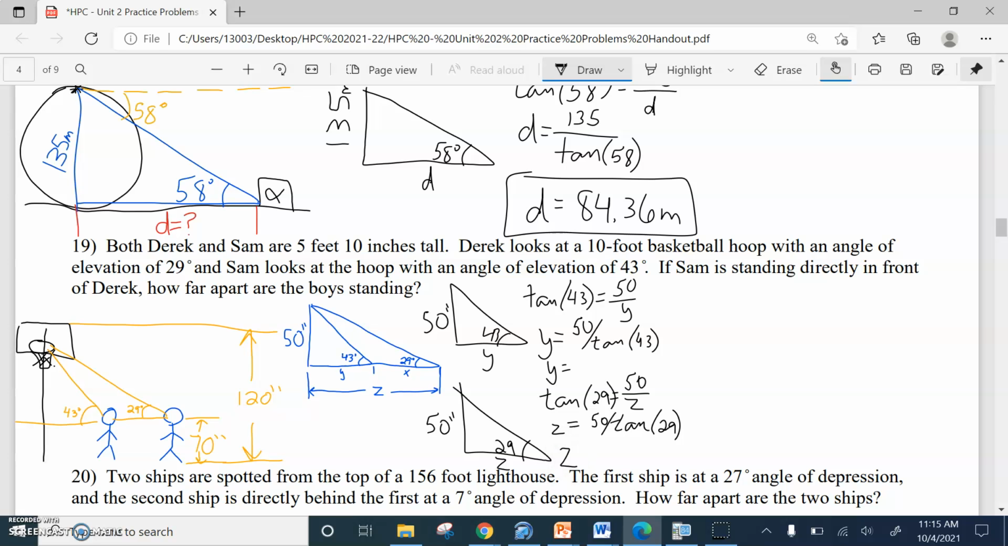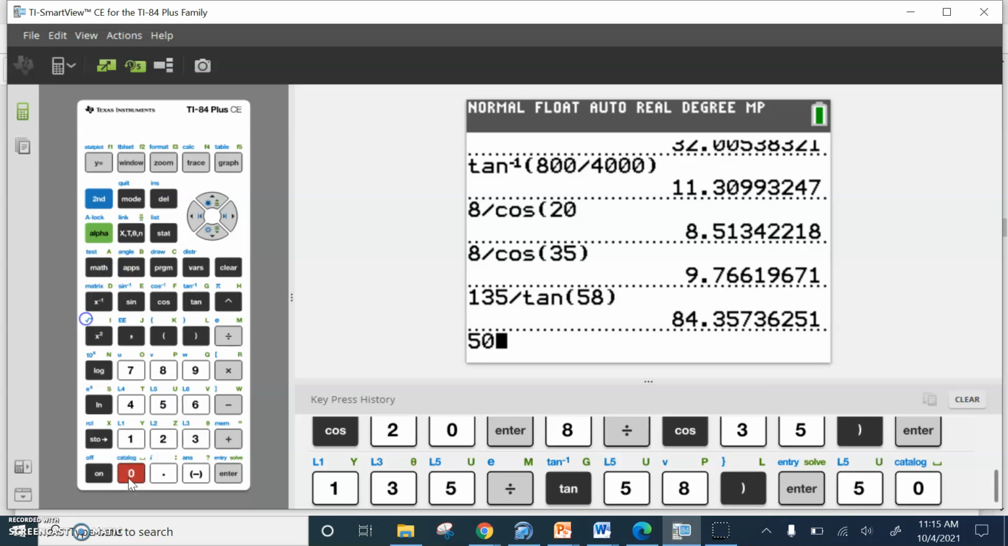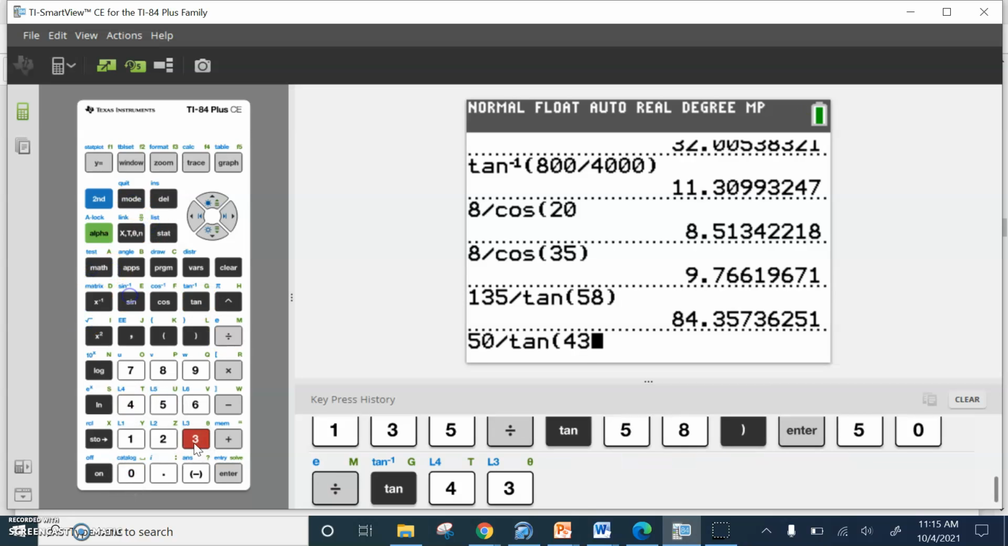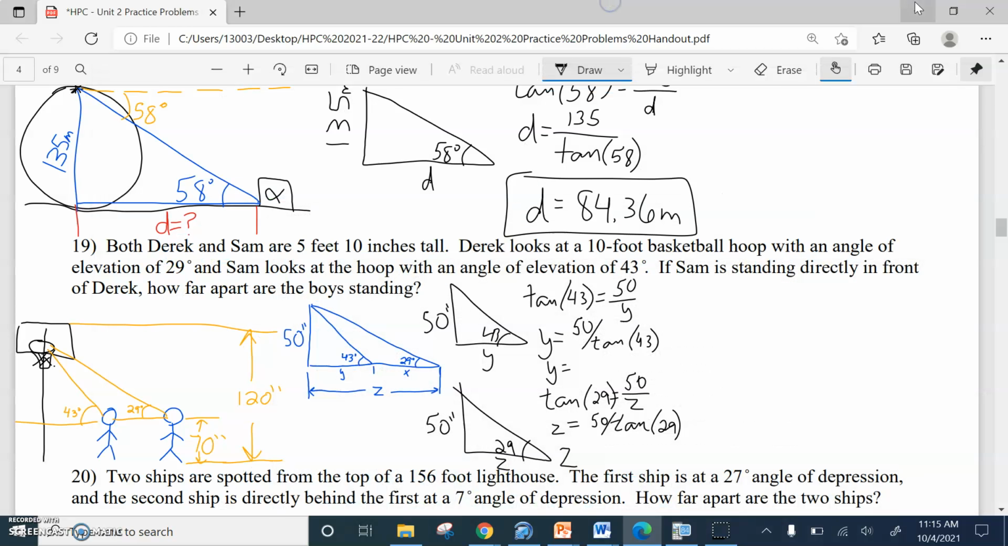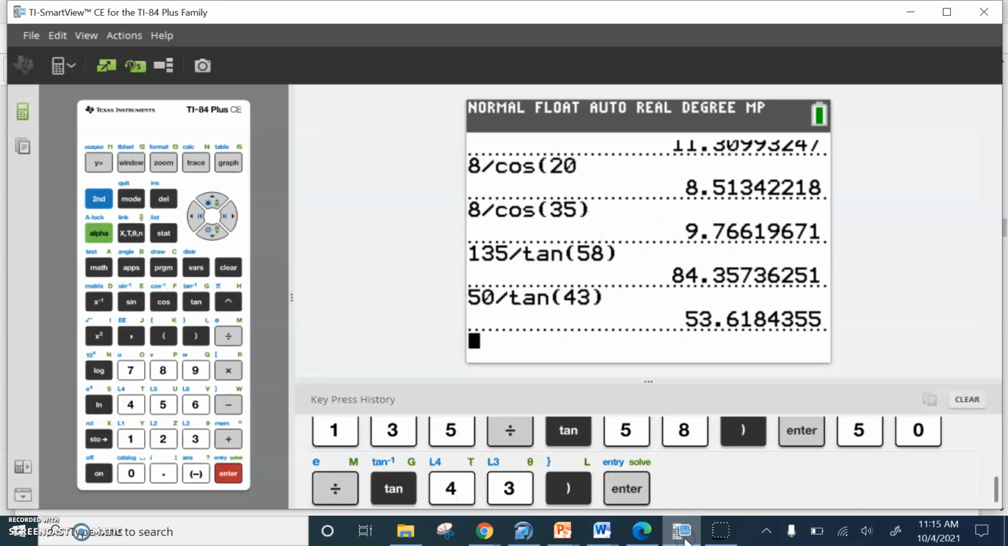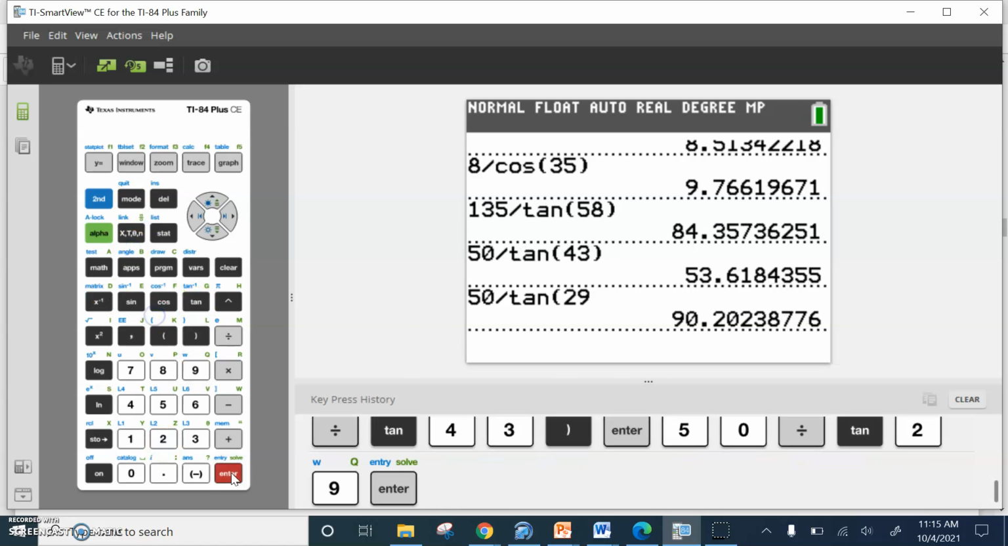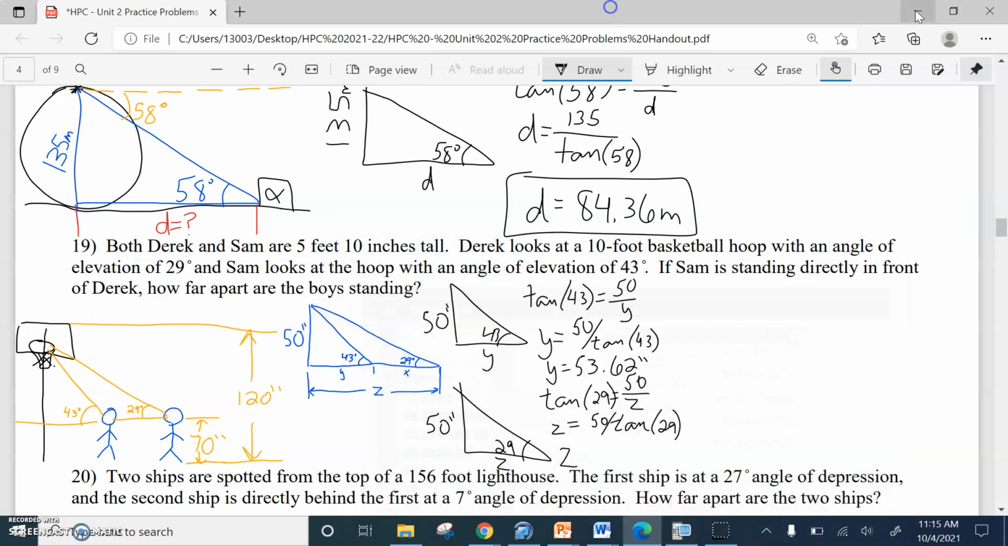So when we run the numbers, 50 divided by tangent 43, what do we get? We get 53.62 inches, and then the other one is 50 over tangent 29. That's 90.20.